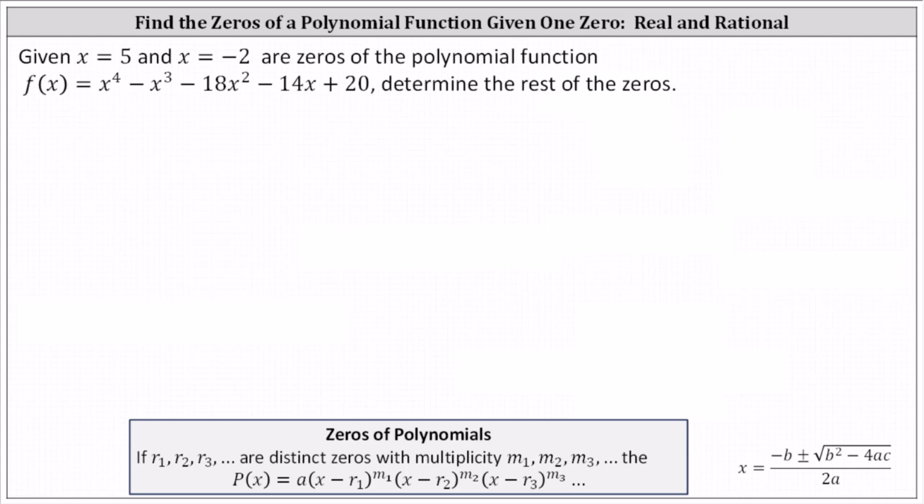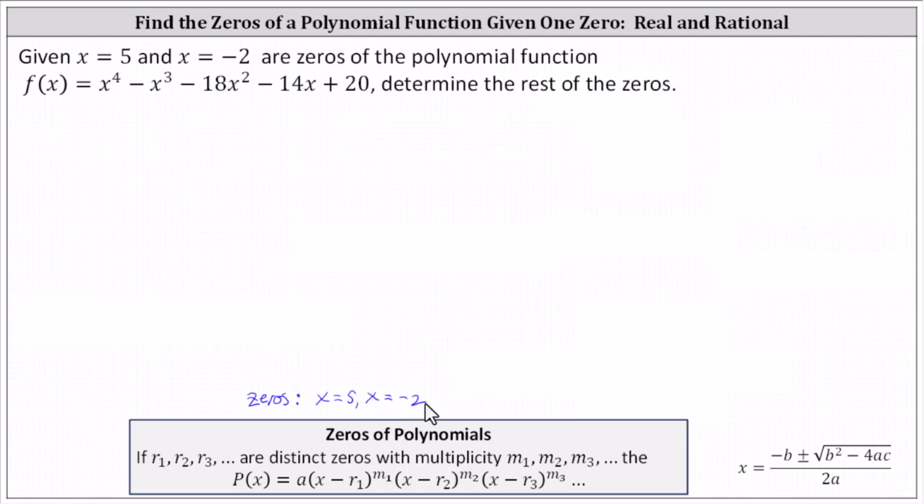Given x equals 5 and x equals negative 2 are zeros of the polynomial function f of x equals x to the fourth minus x cubed minus 18x squared minus 14x plus 20, determine the rest of the zeros. Let's keep track of the zeros below. Again, they gave us two zeros. They gave us x equals 5 and x equals negative 2.